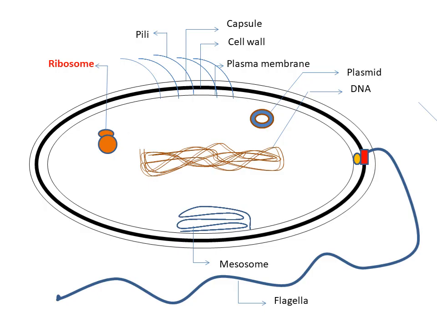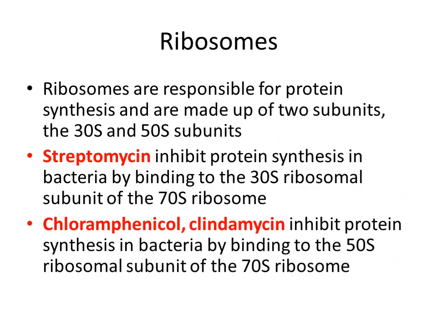Ribosomes of the prokaryotes are completely different from the eukaryotic. In prokaryotes we have 50S and 30S ribosomes, whereas in eukaryotes we have 60S and 40S. So these ribosomes we can specifically inhibit by specific antibiotics. For example, streptomycin inhibits the 30S subunit of the prokaryotic ribosome and inhibits protein synthesis, while chloramphenicol and clindamycin inhibit the 50S subunit of the bacterial ribosome and inhibit protein synthesis, thereby the bacterial growth can be inhibited.